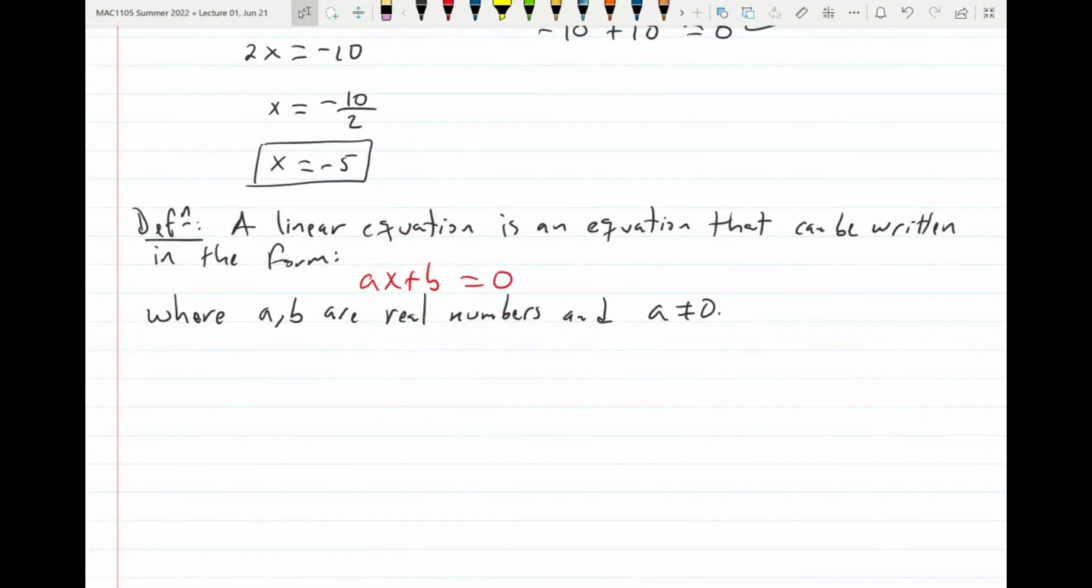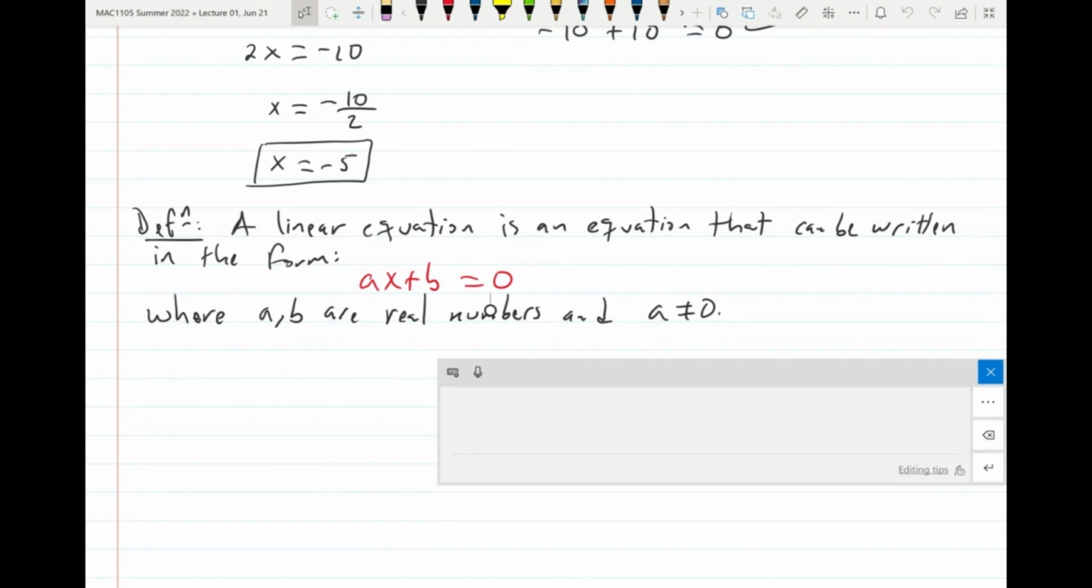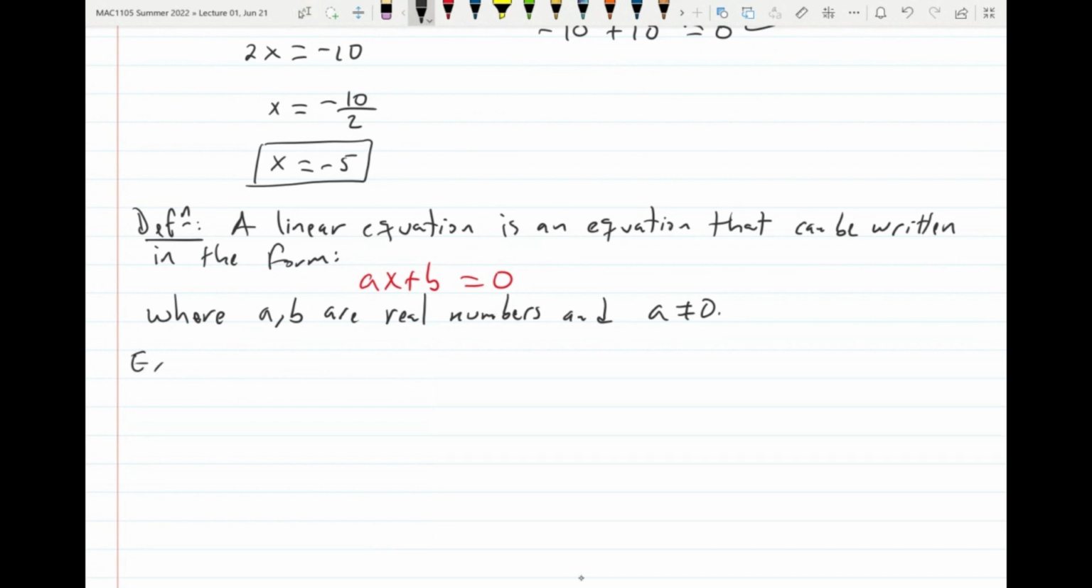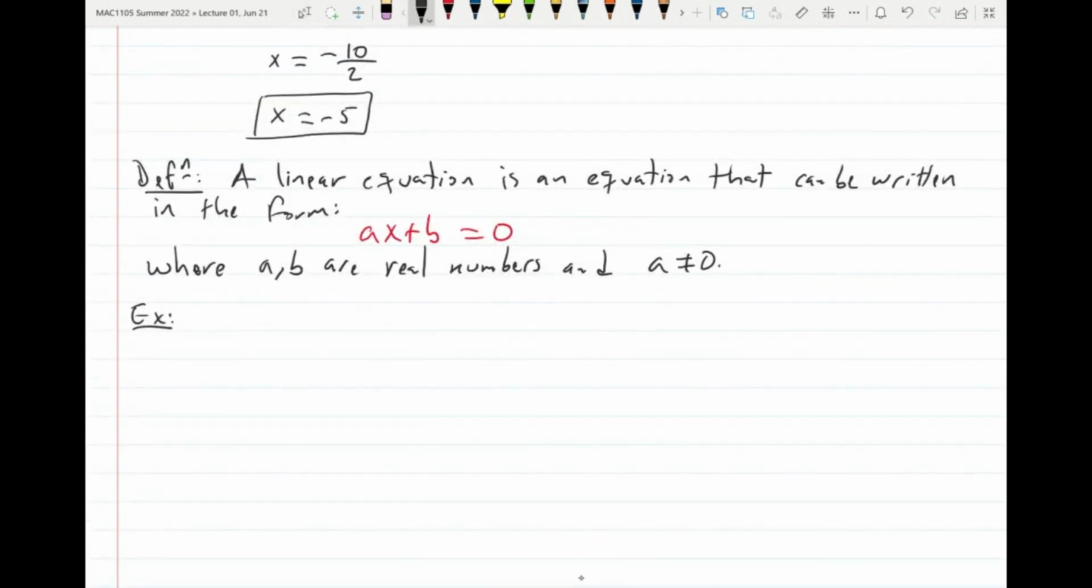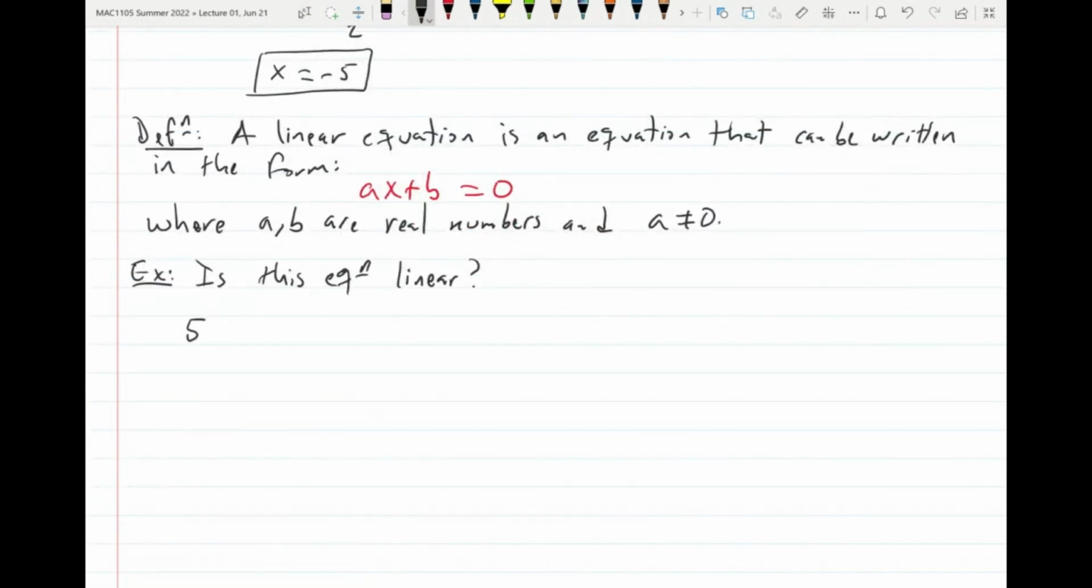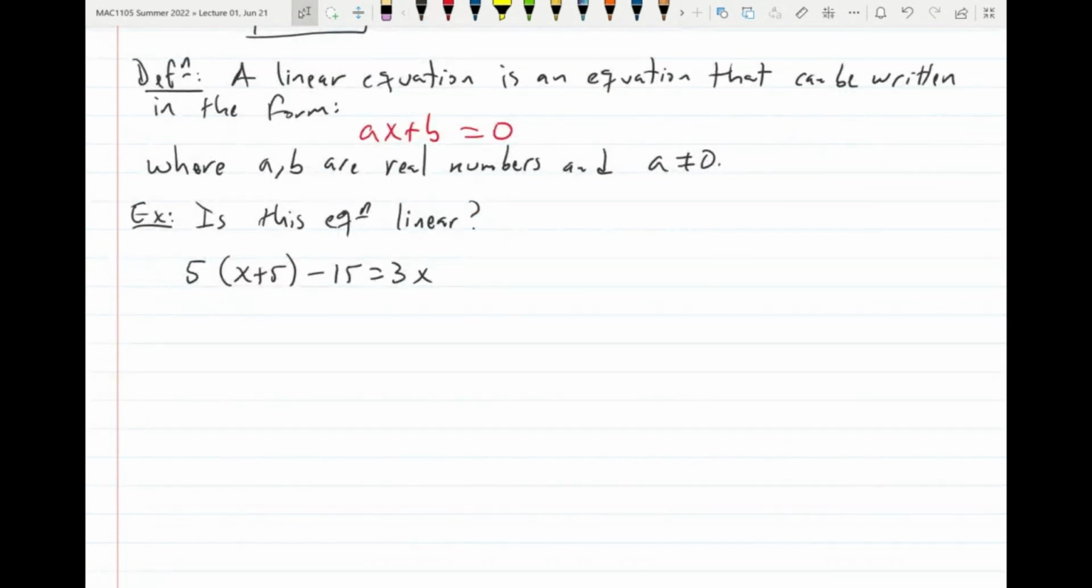So notice that I said here that it can be written in this form. In other words, not every equation looks like this, but after doing some modifications, you may write it in this form, and that qualifies as a linear equation. I'll give you some examples. So for example, is this equation linear? The equation is 5 times x plus 5 minus 15 equals 3x. Is this a linear equation?